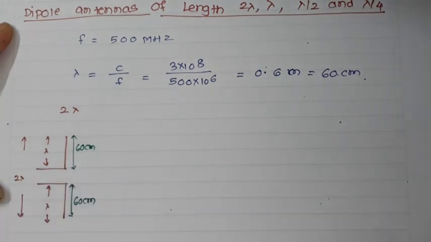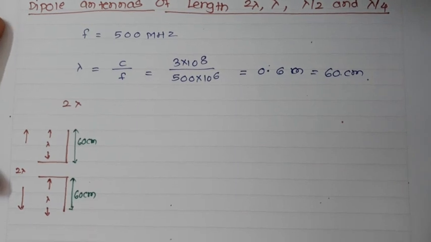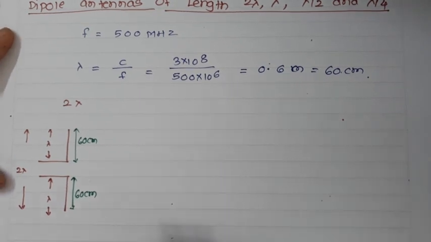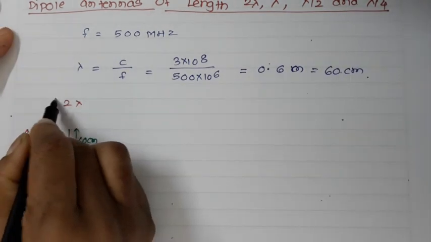So this is all about the 2 lambda, which is not possible for us to design in the labs, as the length will be 120 centimeters over here. So here this is the design of 2 lambda.